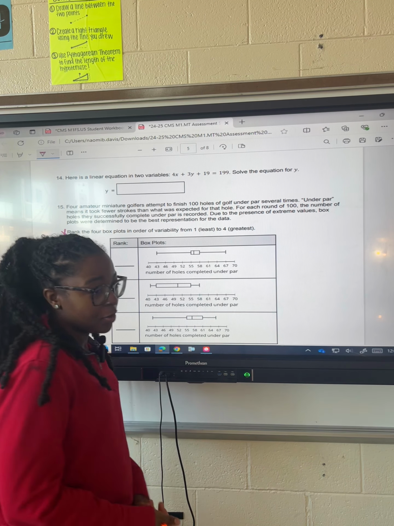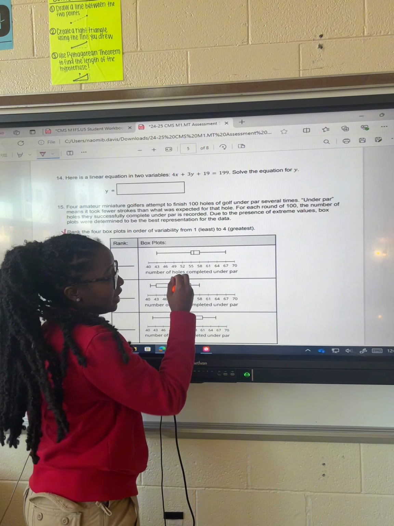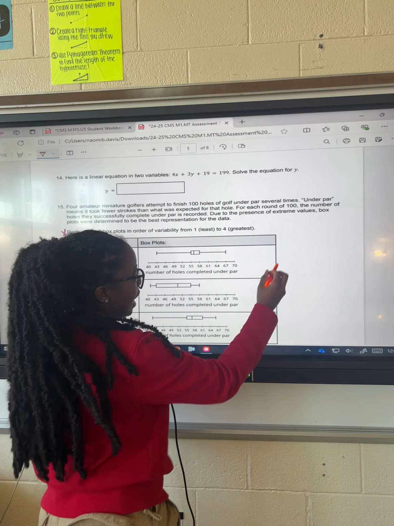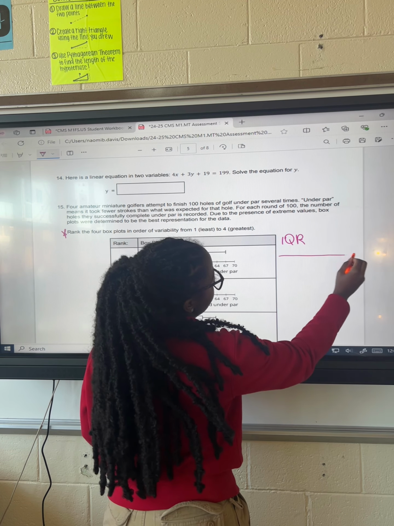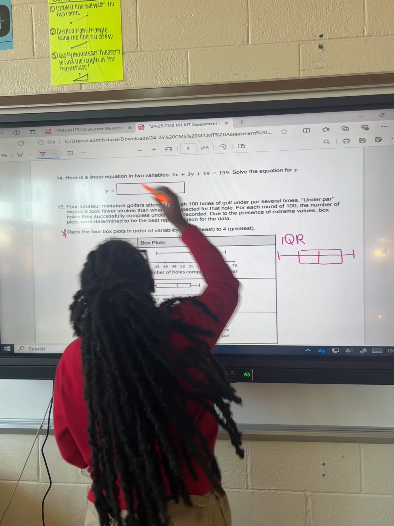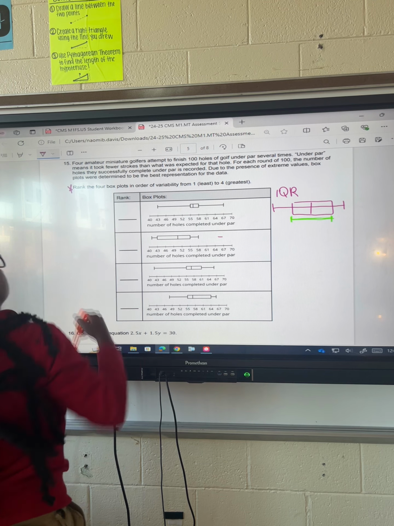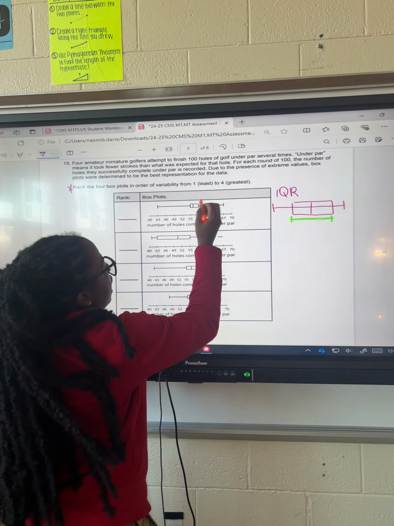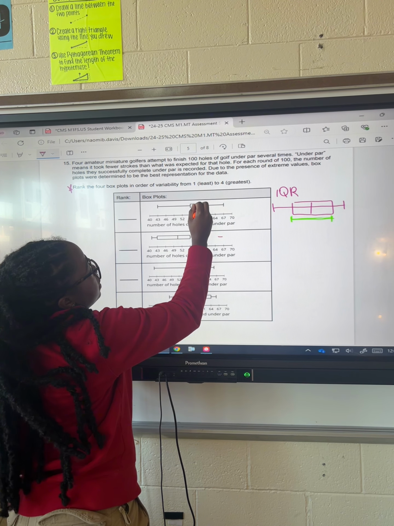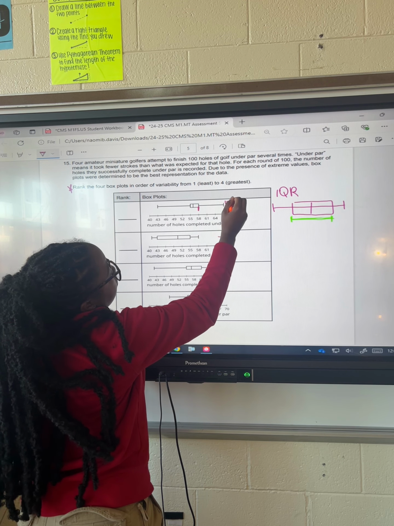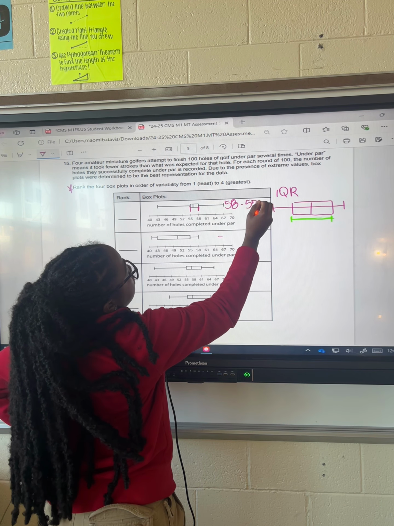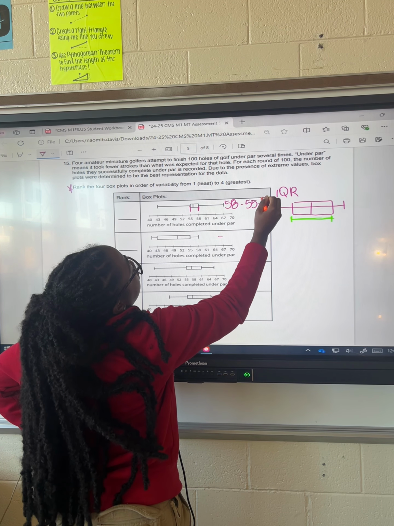Now, how do we see variability on box plots? We look at the IQR. IQR measures variability. Looking at a box plot, IQR is this space right here. So let's find the IQR of each one of these so we can see, least to greatest variability. IQR is Q3 minus Q1. This Q3 is 58 minus Q1, 55. So my IQR is 3, okay?